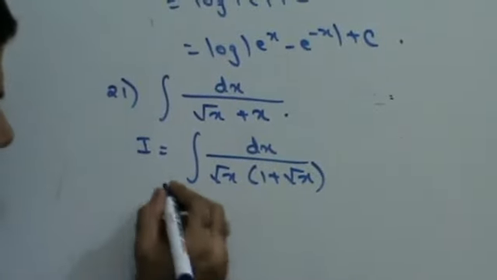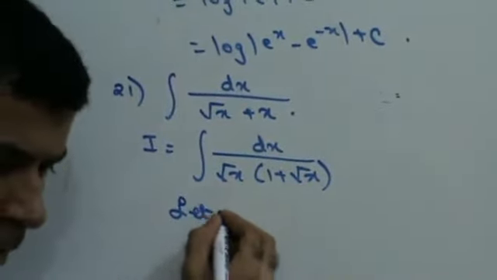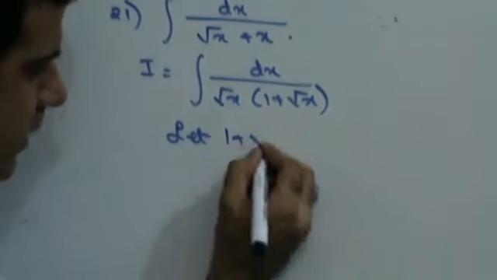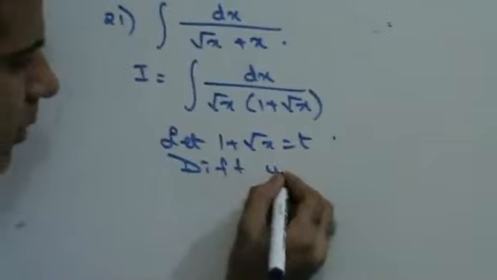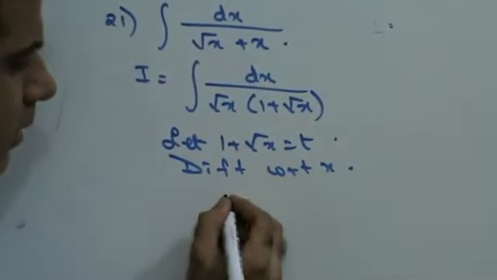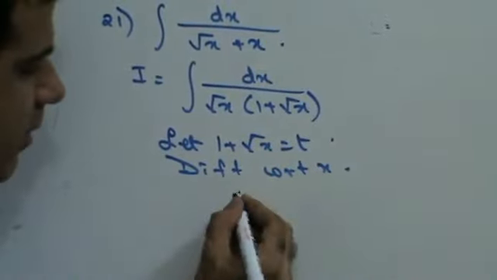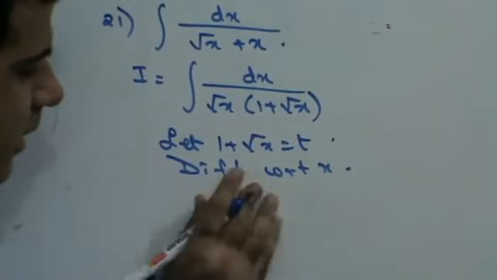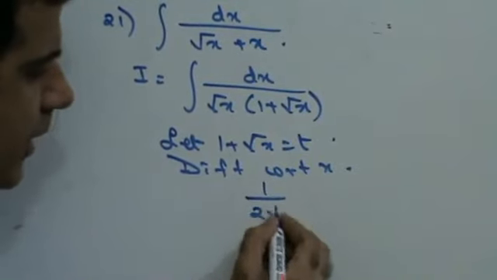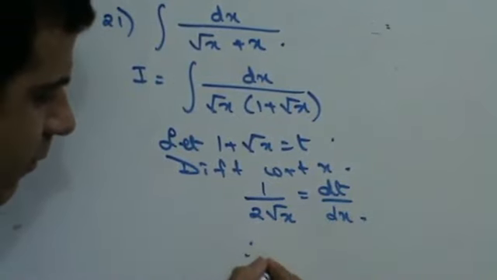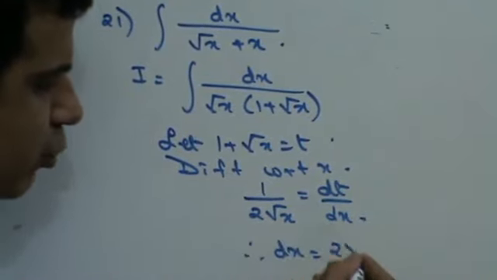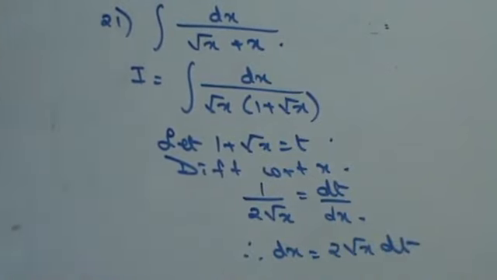Now let 1 + root x be equal to t. Differentiate with respect to x. d/dx of 1 is 0. d/dx of root x is 1/(2 root x), which is dt/dx. Therefore, I'll get dx is 2 root x dt.